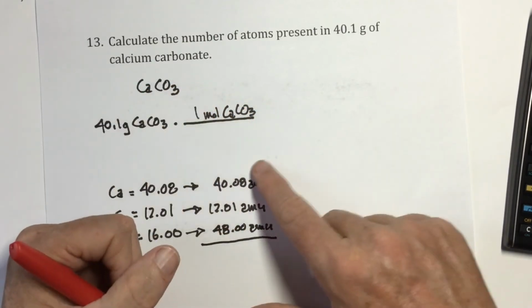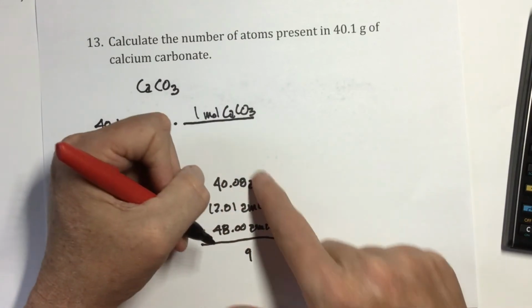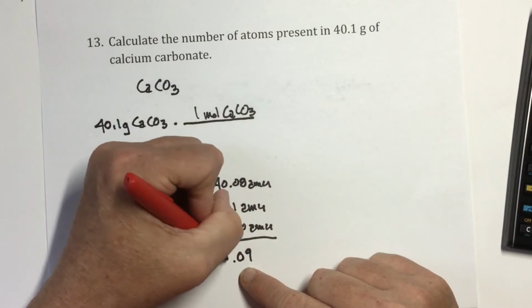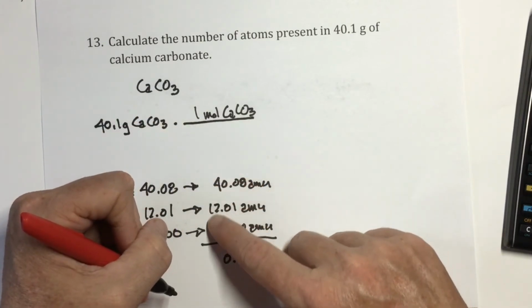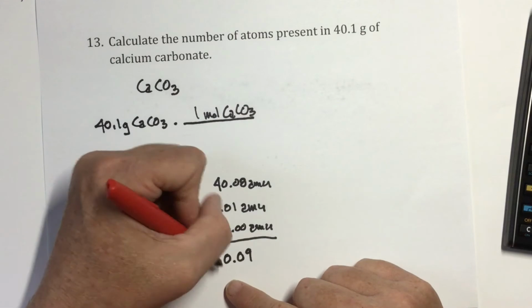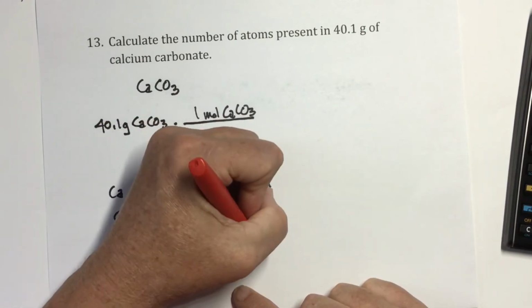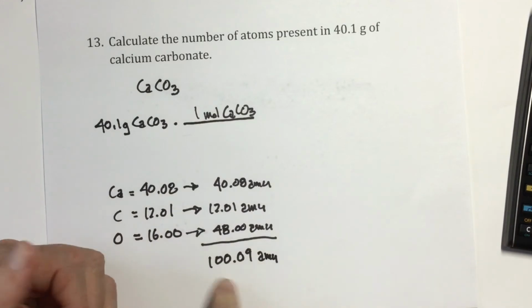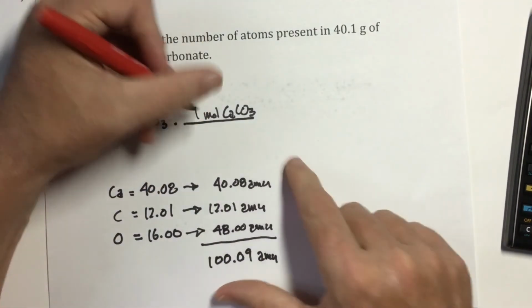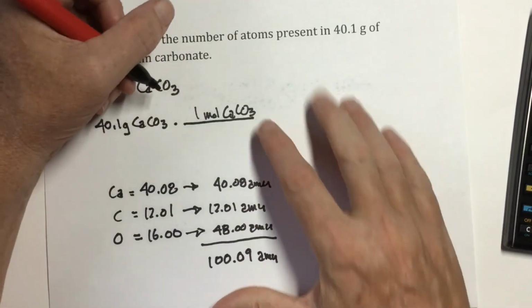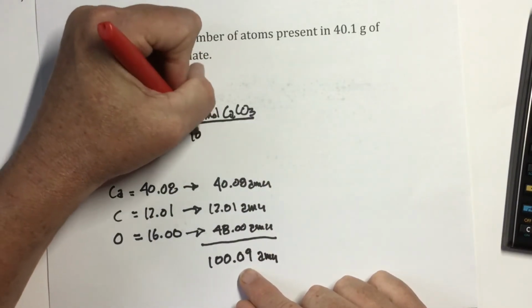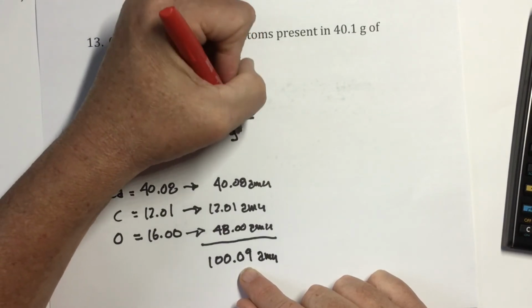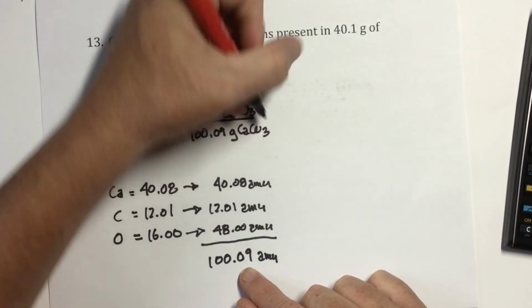AMUs for a grand total of 0, 0, carry the 1. That's 8, 9. Oh, look at that. That's 100.09 AMUs. So the atomic mass of calcium carbonate, 1 mole of calcium carbonate should be 100.09 grams of calcium carbonate.